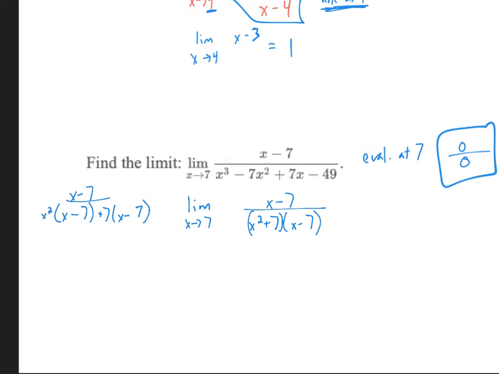So again, we can see that this graph is going to have a hole at an x value of 7 because that's what makes both of these factors equal 0, and those factors are the same. So everywhere else, this graph looks like 1 over x squared plus 7. So we've got the limit as x approaches 7 of that function. So I can just evaluate it there. 1 over x squared plus 7. If I plug in a 7 for x, I've got 7 squared plus 7, so that's 56. So my limit is 1 over 56.